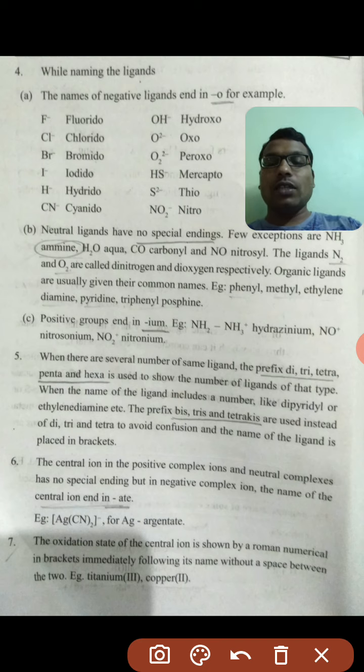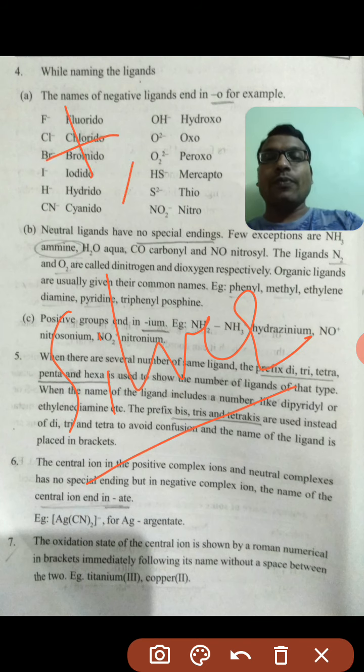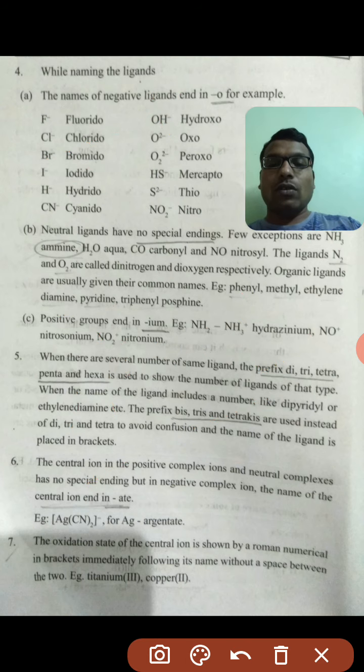Here is an example: Ag(CN)2 minus. The Ag is present in a negative complex, that's why we write argentate. Suppose it is present in a positive or neutral complex, we'll just write silver. Okay, so next we'll go for the oxidation state.